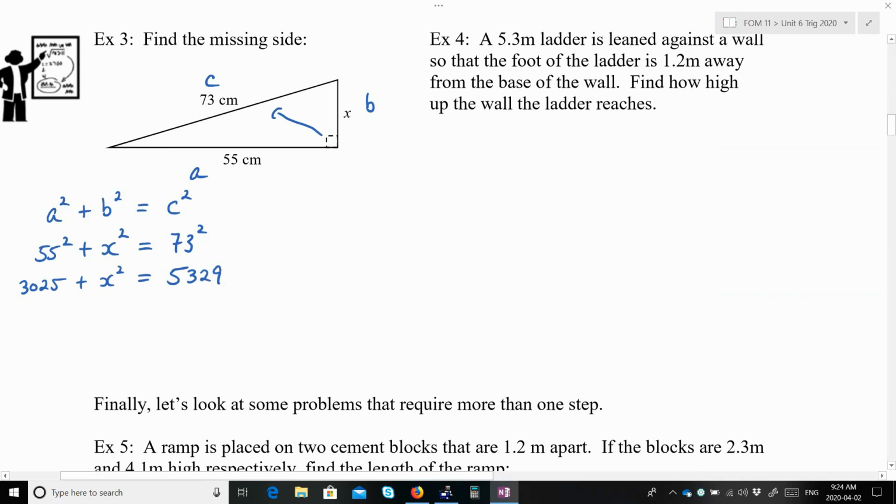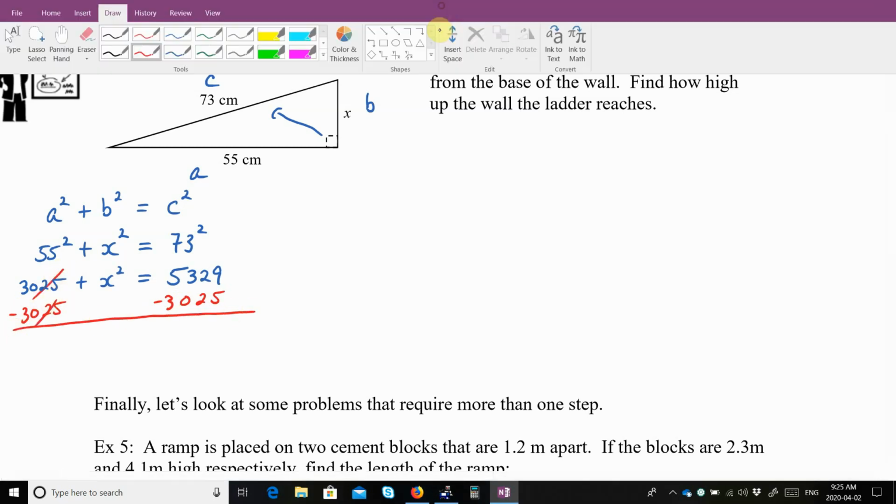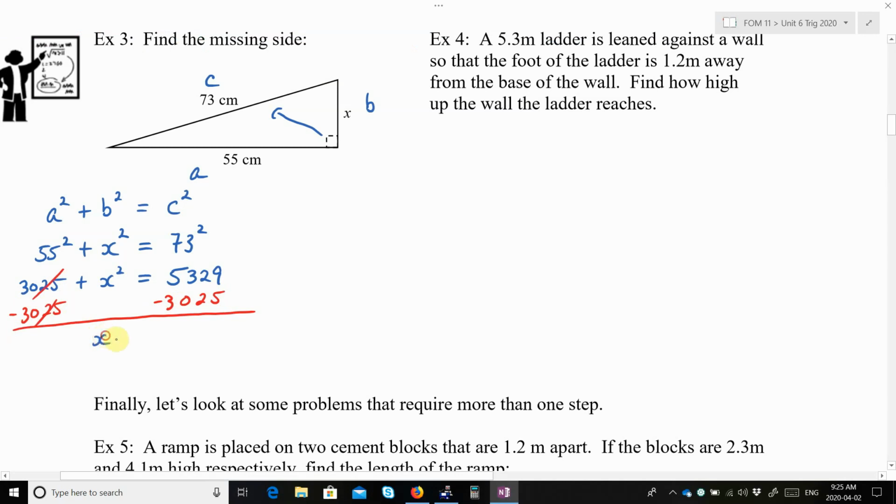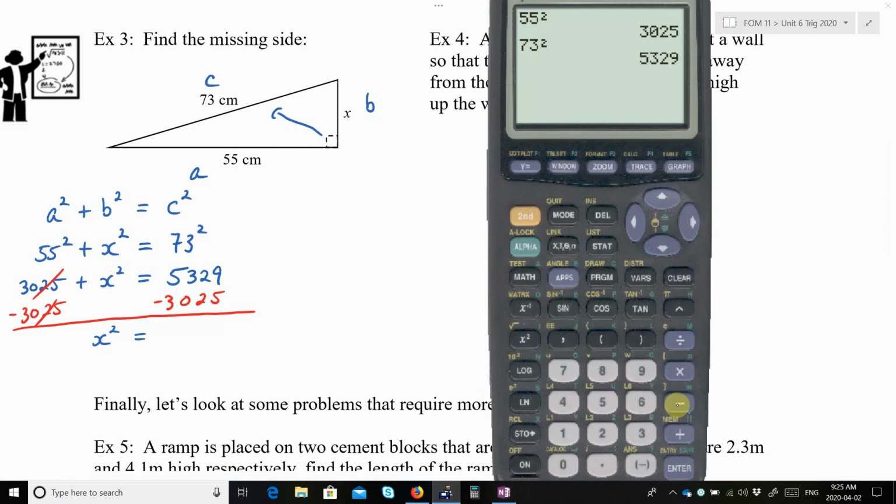All right, and we have to get x by itself. X is being squared, and then we're adding 3025, so I have to do the exact opposite of all of that. So I have to subtract 3025 from both sides. Over here it cancels to 0. And you notice that we have positive x squared, so I'm going to go x squared equals 5329 minus 3025, and I end up getting 2304.